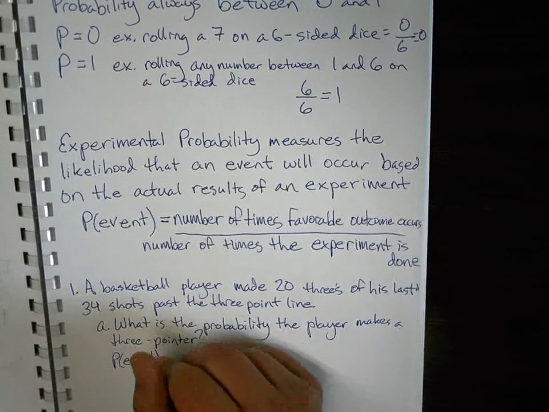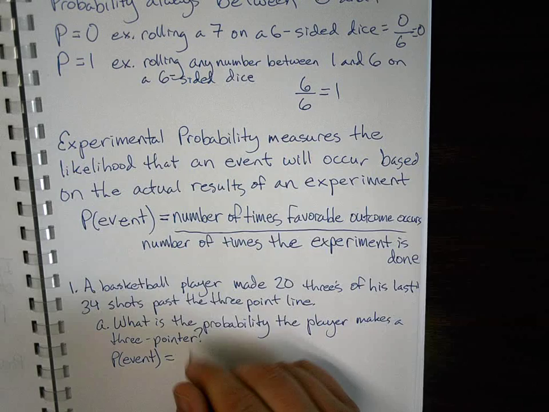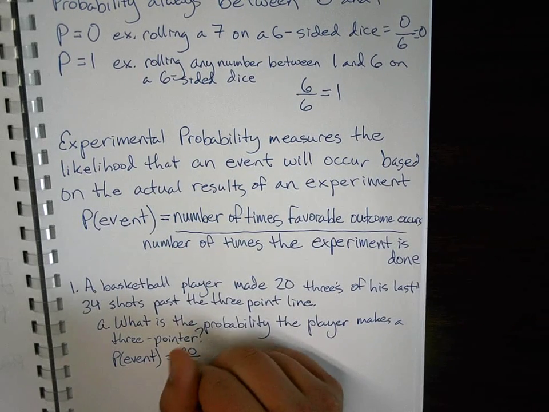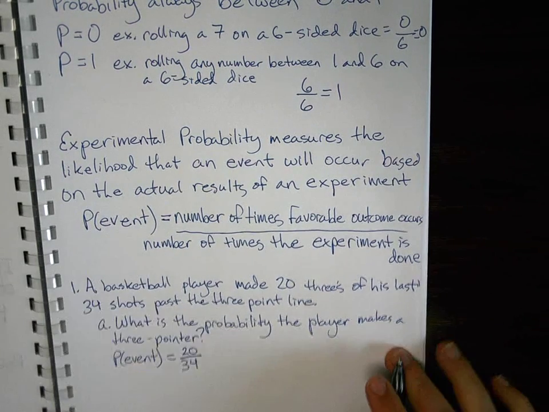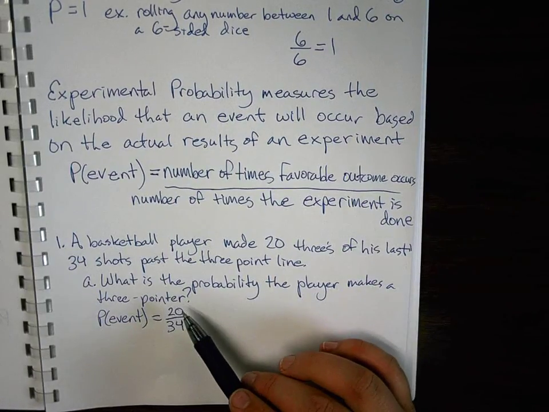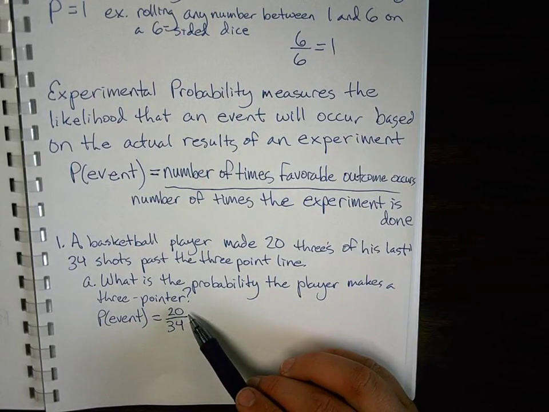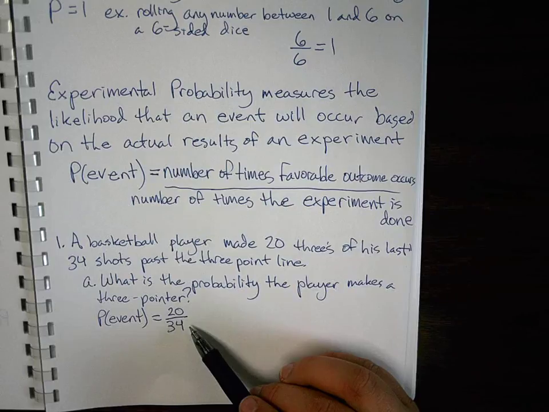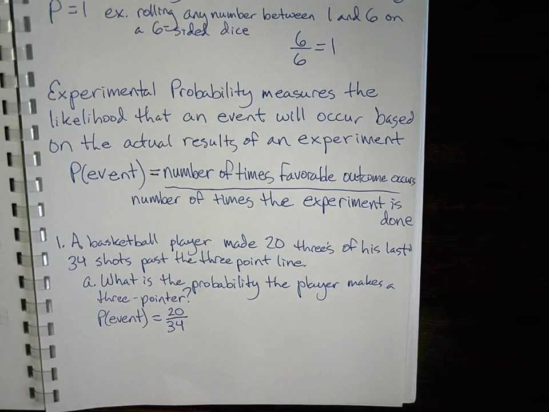So our probability is 20 over 34, because it's the number of times he makes the shot, which is our favorable outcome, over the number of times that he tries to make a shot. And so this is going to be his probability of success, right? Based upon this, it's roughly this probability that he makes another 3-pointer.